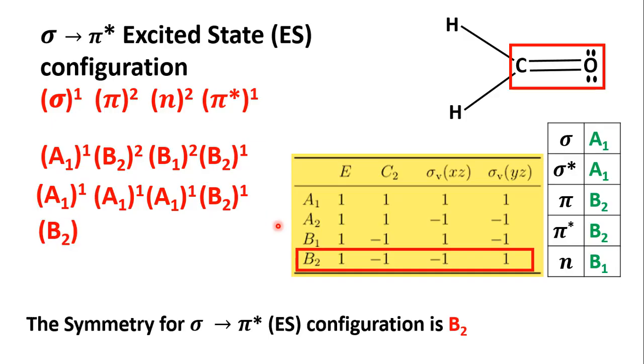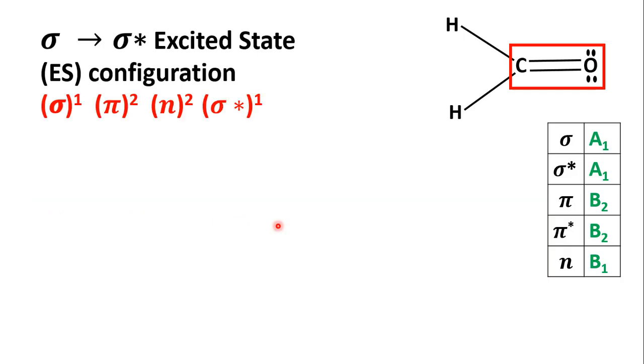So the symmetry of the sigma to pi star excited state configuration is B2. Now we come to the sigma to sigma star excited state configuration. One electron in the sigma molecular orbital moves to the anti-bonding sigma orbital. So you find only one electron in the bonding sigma molecular orbital, whereas you find one electron in the anti-bonding sigma molecular orbital. The other electrons remain intact as in the ground state in the pi and non-bonding molecular orbitals.